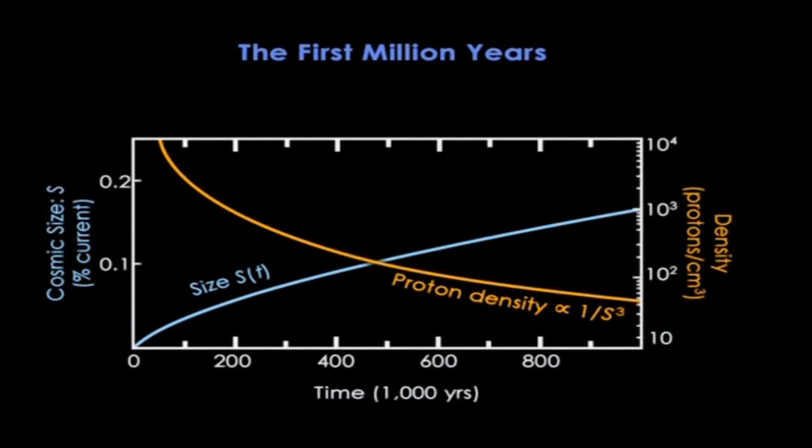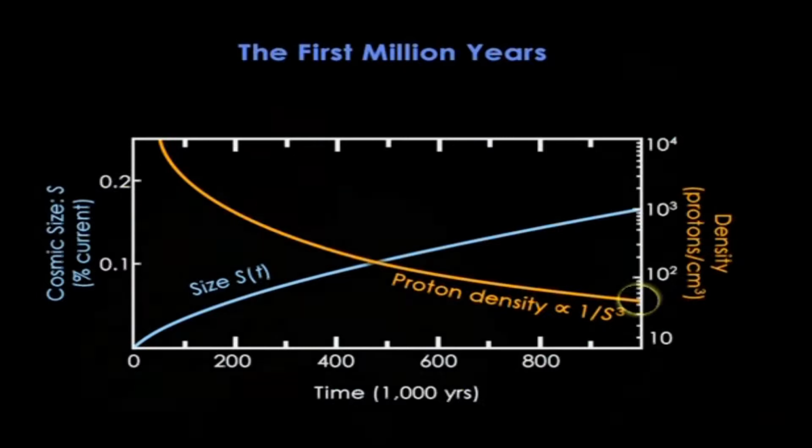So you can see the density dropping as the universe expands on this graph, inversely proportional to S cubed. It follows this orange line, which goes with the right-hand scale, from about 10,000 protons per cubic centimetre near 50,000 years to about 100 protons per cubic centimetre near 1,000,000 years.